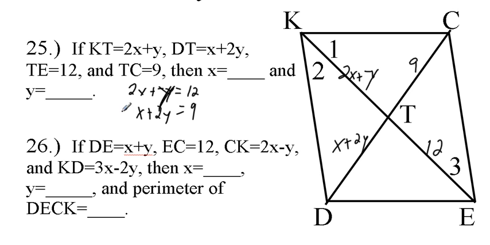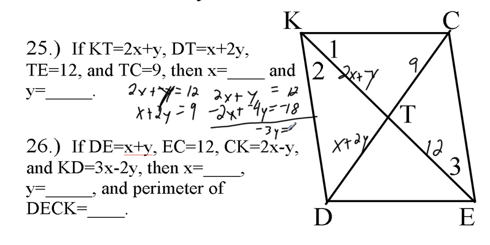We need to get opposite coefficients. So I'm just going to multiply through the bottom equation by -2. And I'm going to get -2x plus -4y equals -18. Top equation stays the same. And we add the two equations together, and we get -3y equals -6. So y is 2. Once we have y is 2, to find x, we just plug it in here. So we have 2x plus 2 equals 12, because that's plus y there. So 2x equals 10, and x is 5.